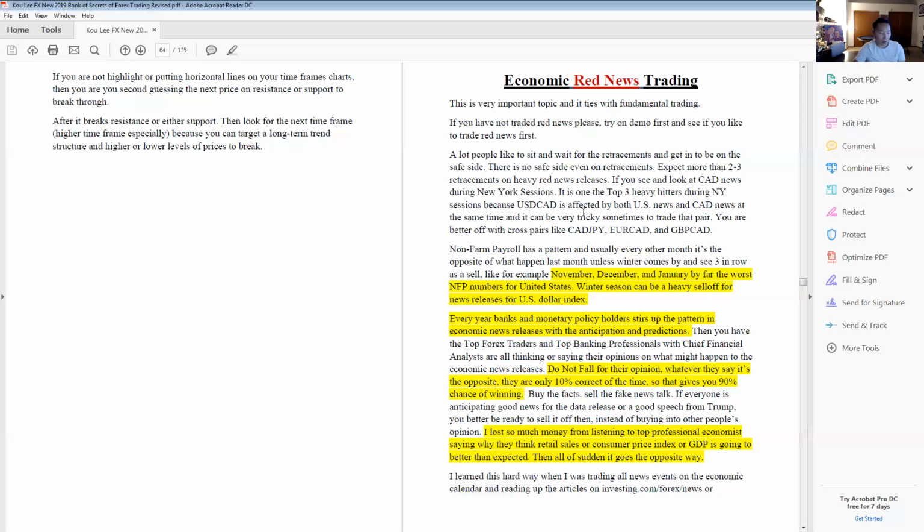90% chance of winning if you go the opposite way. I'm just being flat out honest. It's okay to take a 10% loss. If you were to take every single high impact news, I'm talking about the data, not the speeches at the conferences, but the data: interest rates, GDP, retail sales, consumer price index, producer price index, goods orders.